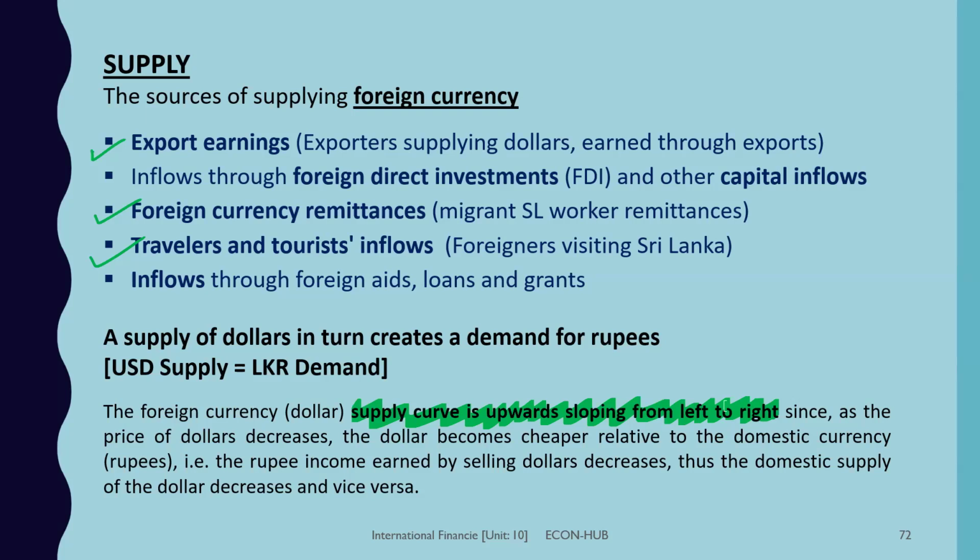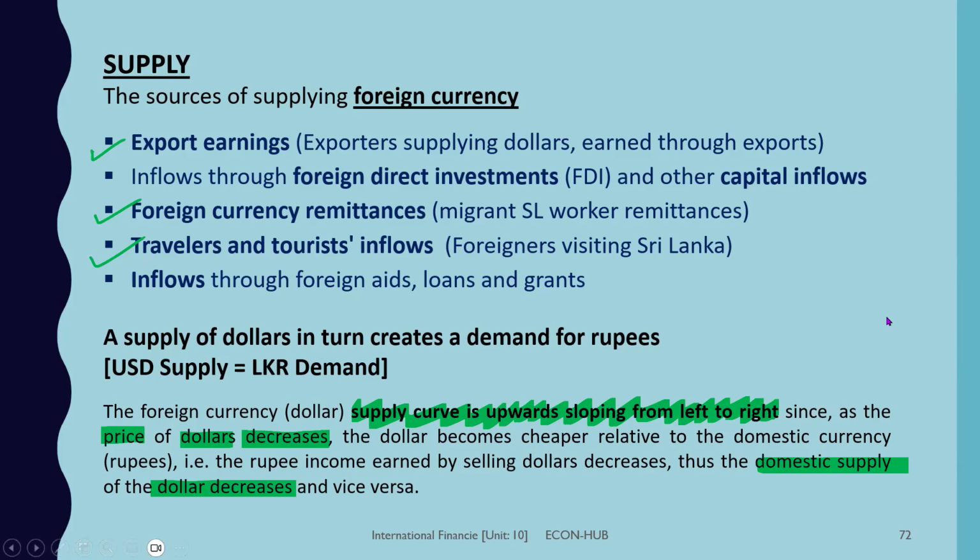So it says as the price of dollars decreases, the dollar becomes cheaper relative to the domestic currency, that is the rupee. The rupee income earned by selling dollars decreases. Thus, the domestic supply of the dollar decreases. Dollar price decreases, dollar supply decreases. That is the basic idea you have to get. Are we clear? For any product, if you get a lesser price, you supply less. If you get a higher price, you supply more.